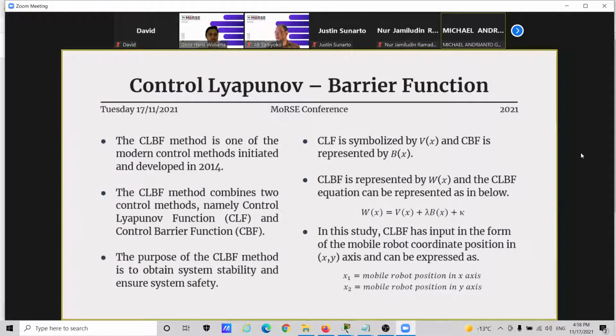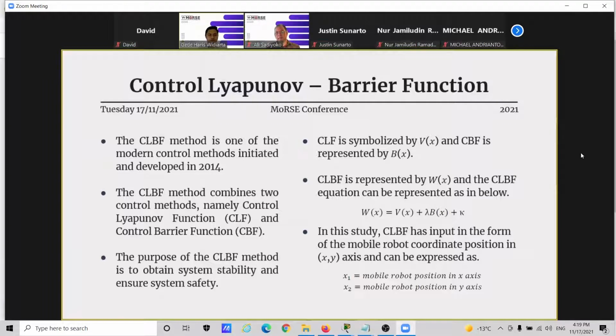Next, the control Lyapunov barrier function. As I mentioned above, the CLBF method is one of the modern control methods, initiated and developed in 2014, and it combines two control methods, namely the control Lyapunov function and the control barrier function. The purpose of the CLBF method is to obtain system stability and ensure system safety. CLF is symbolized by V(x), CBF is symbolized by B(x), and CLBF is represented by W(x). So the CLBF equation can be represented as shown on the slide.